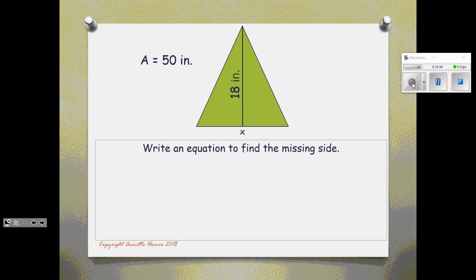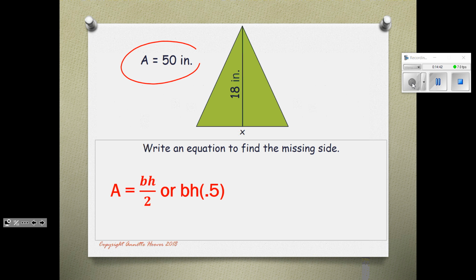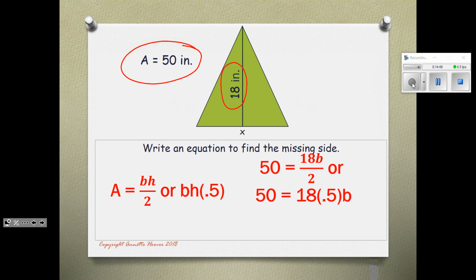Here's a triangle. Remember, our equation for the area of a triangle was area equals base times height divided by 2. In this one, we know the area and we know the height, but we do not know the base. So when we plug in these numbers, we plugged in 50 for the area, right here. We plugged in 18 for the height, but we don't know the base. So we would use our two-step equation or a one-step equation to solve this. You could set it up this way, or you could do the 0.5, and it makes it probably a little bit easier.